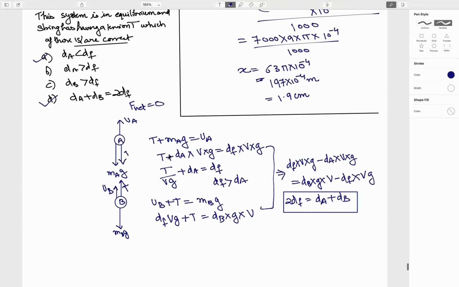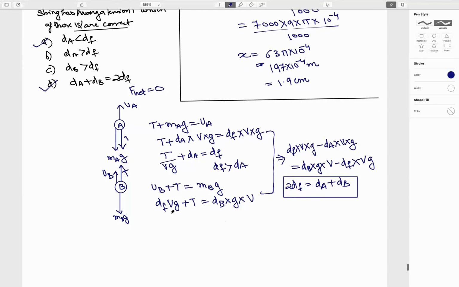So that is correct. If you divide this here, T by Vg plus dA is equal to dB. So now here dB is greater than dA. Okay, so A, C, D are the correct options here.